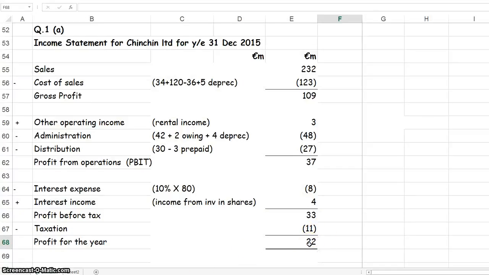The next screencast will show you how to do the statement of changes in equity. And then there'll be another screencast separate to that which will show you how to do the statement of financial position. So I hope that was useful, and good luck with the revision.